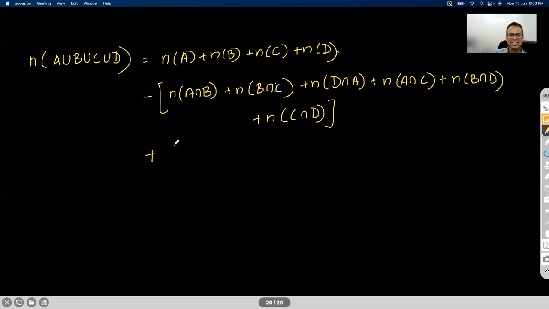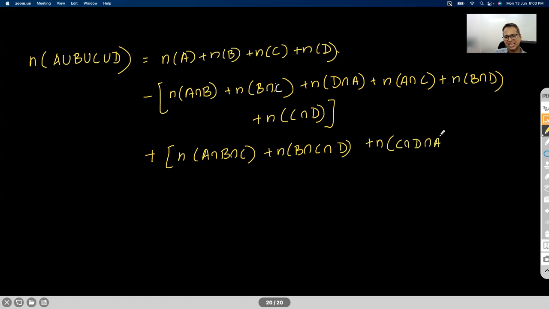Then add intersection of three at a time. So A intersection B intersection C, B intersection C intersection D, C intersection D intersection A, and D intersection A intersection B finally. Okay. And then again, subtract four at a time. The only option that you'll get is something like this. Okay. So this is the generalized version.